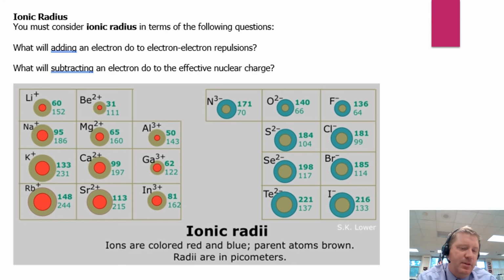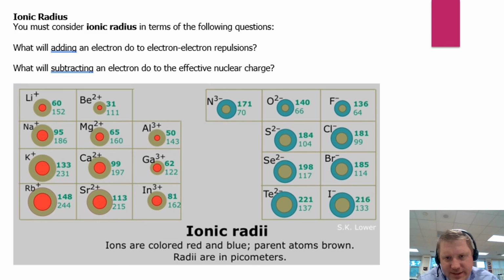On the left side with the red ones, those are all metals that are losing electrons, which is why the size gets smaller when it turns to red, because they're losing electrons. On the right side, we have anions that gain electrons, so the original size is smaller, and then boom, it gets bigger as it gains electrons.